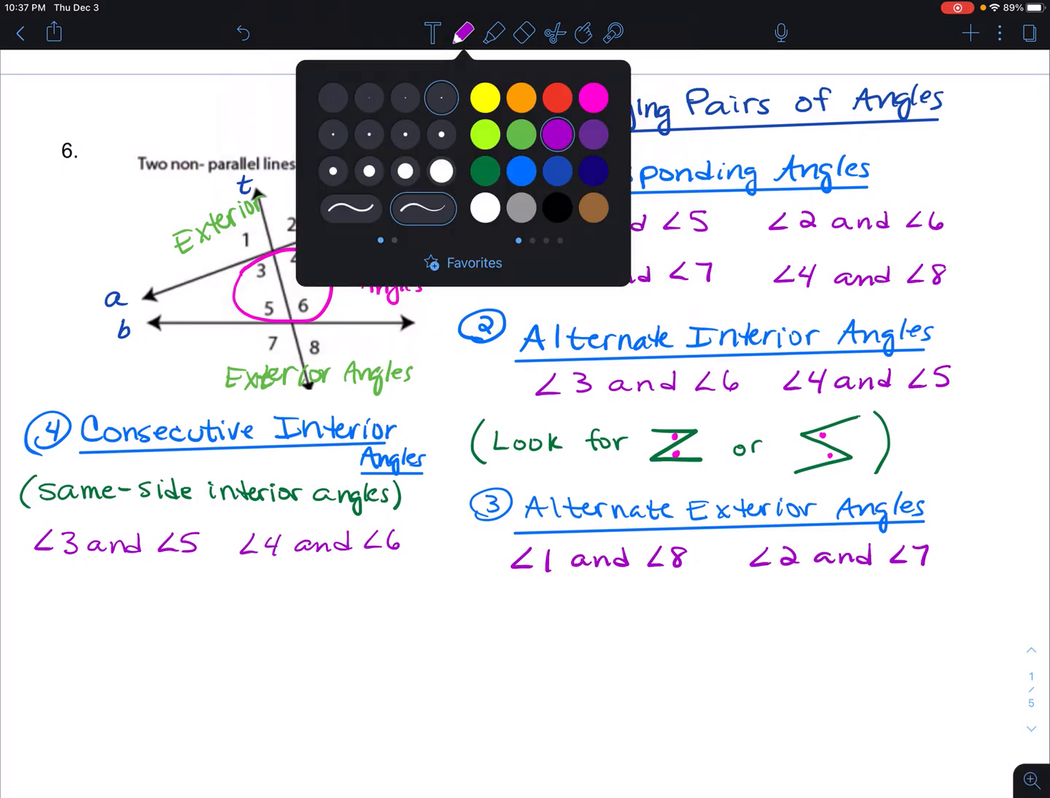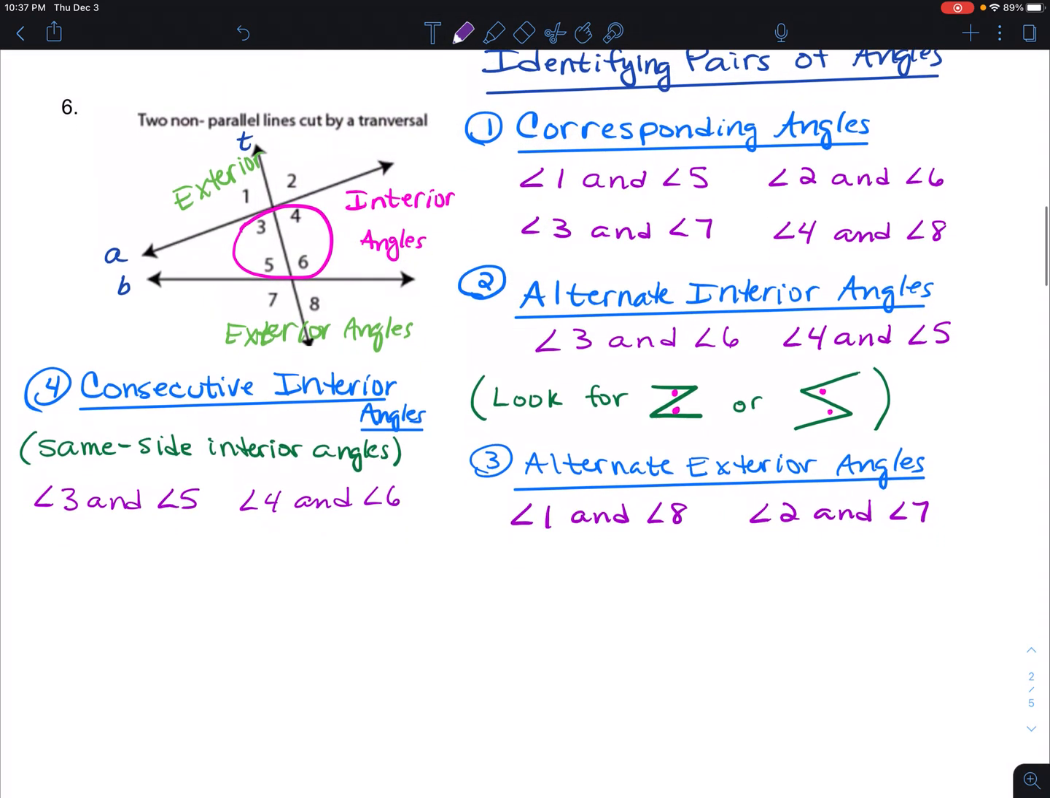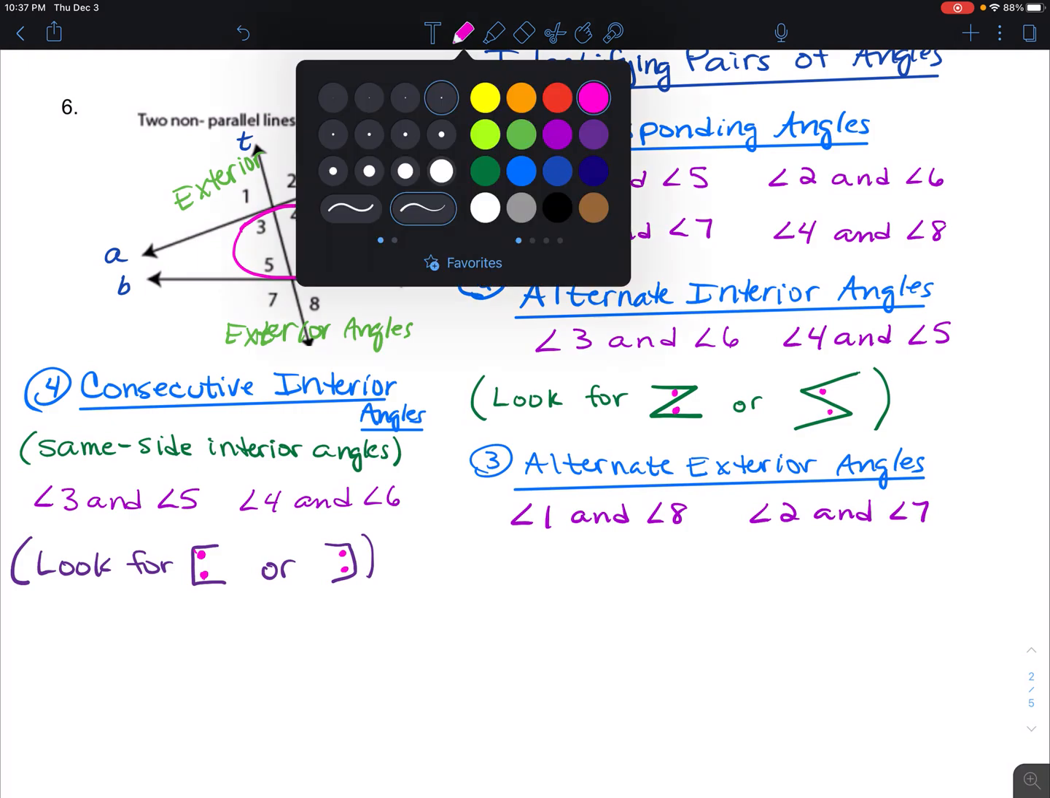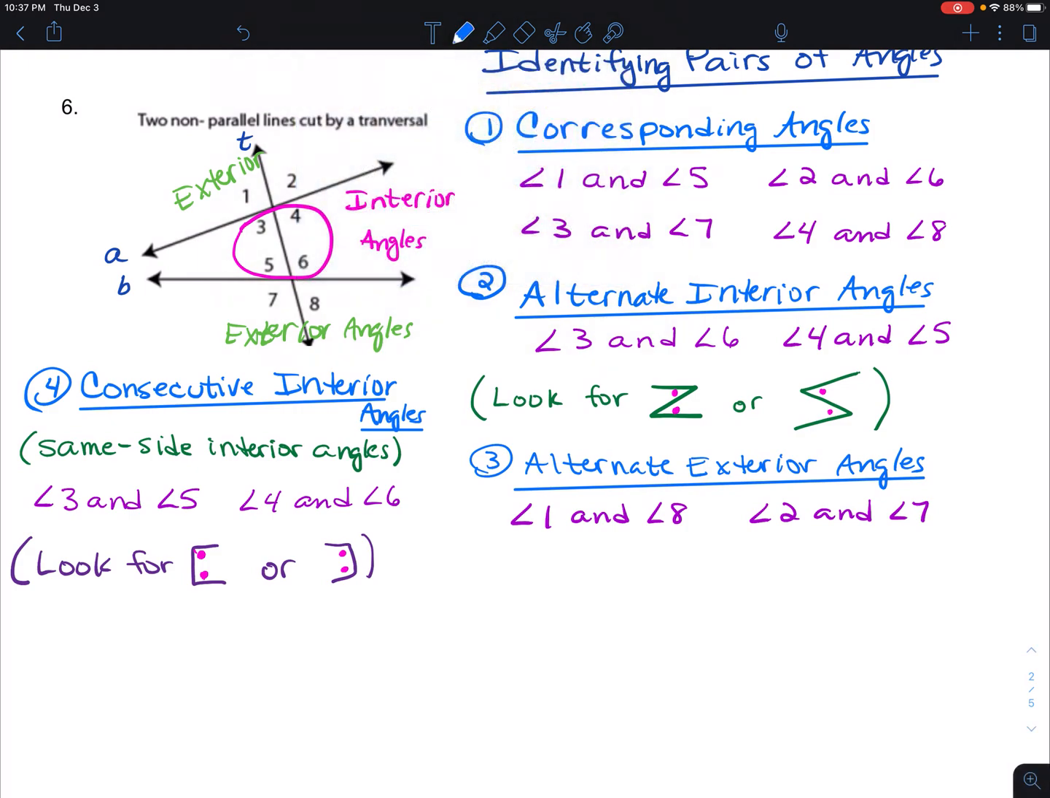Now, what do you look for when you're looking for consecutive interior angles? You look for the letter C. Look for kind of a boxy C or backwards boxy C. And where are those angles to be found? One's here and one's here, or here and here. And that is your consecutive interior angles.